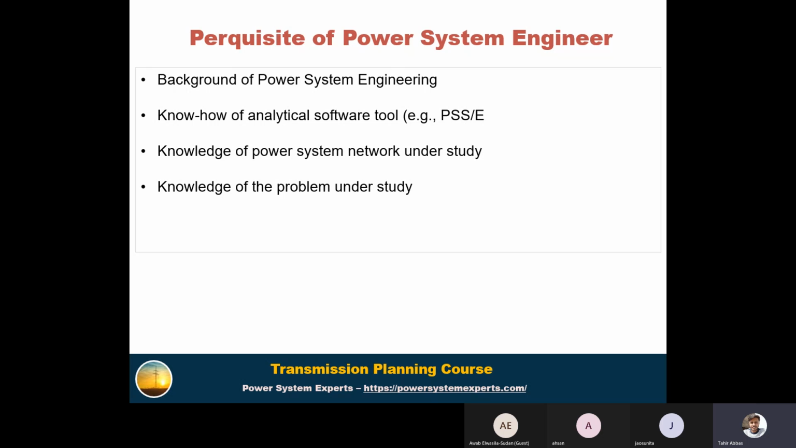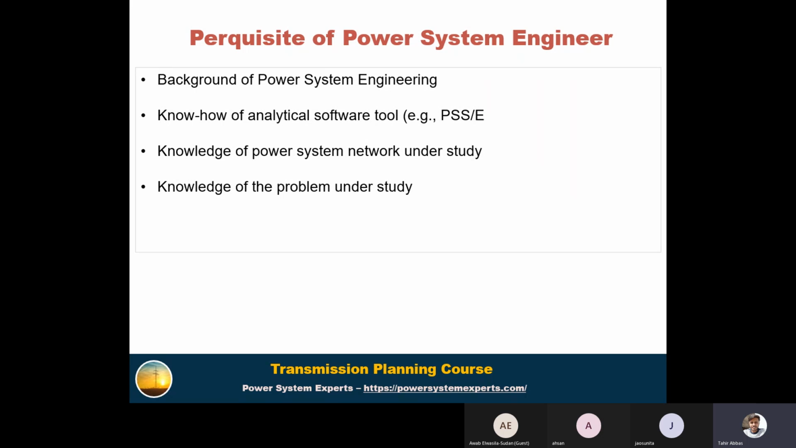As a power system engineer, as a system studies engineer, you must have all these four qualities, like the background of power system engineering. What is meant by background of power system engineering? It means that you should have complete knowledge of your theoretical concepts like transmission line modeling, load modeling, generator modeling, transformer modeling, and three winding transformer modeling. All these theoretical concepts regarding power system components you should know.